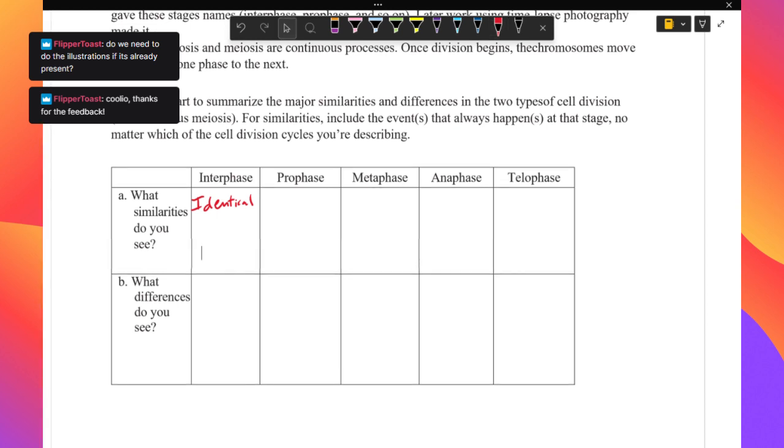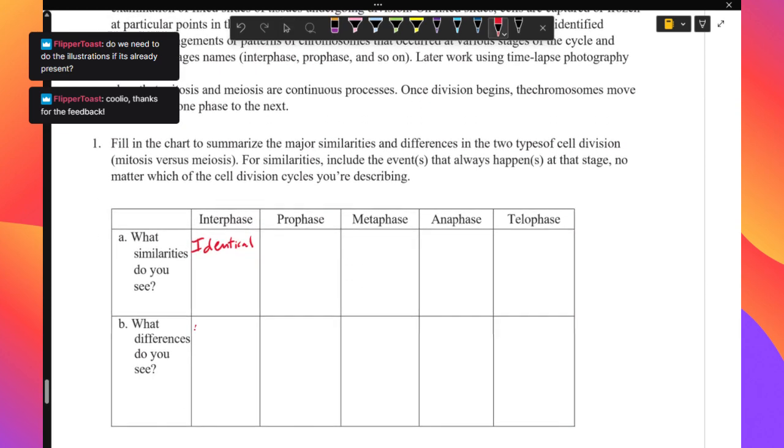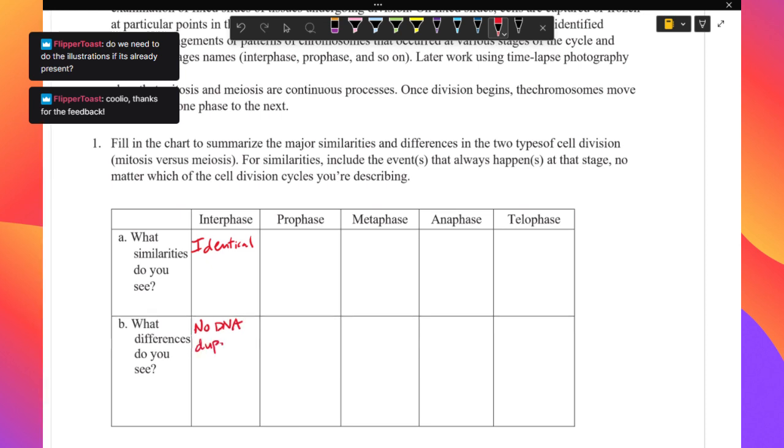So differences between mitosis and meiosis. We have no DNA duplication in interphase of meiosis 2 specifically. G phase may be shortened. That is one that you should probably know.